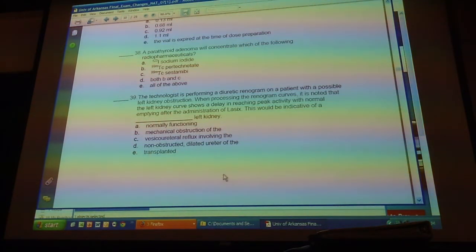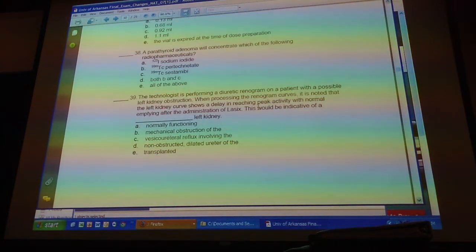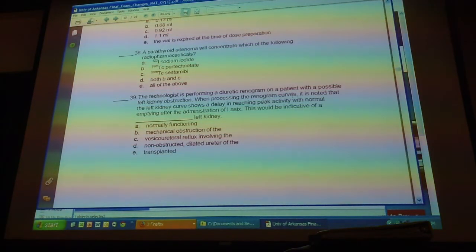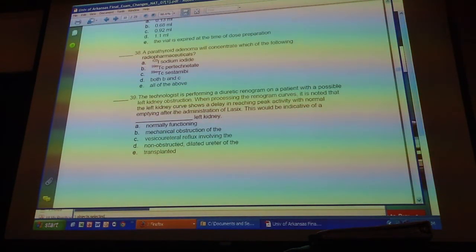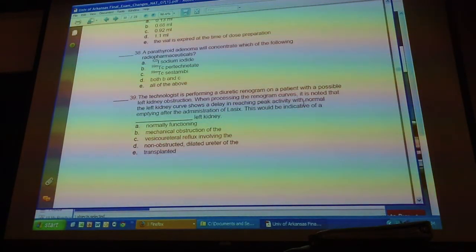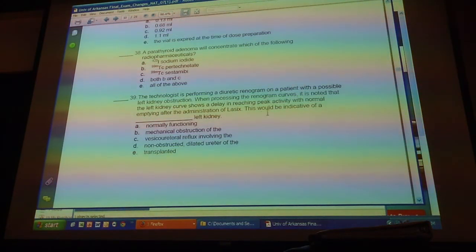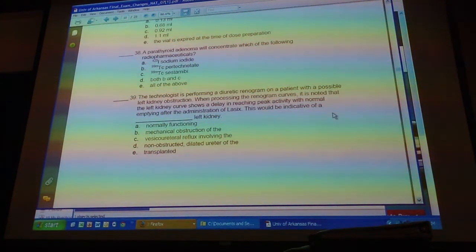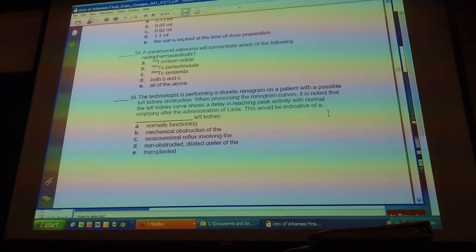Okay, the next one. Performing a diuretic renogram on a patient with possible left kidney obstruction. In processing the curves, it's noted that the left kidney showed a delay in reaching the peak activity with normal emptying after the administration of Lasix. This would be an example of what?